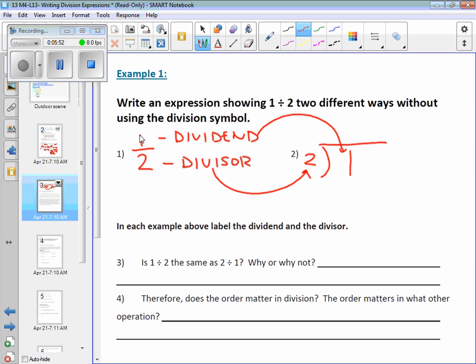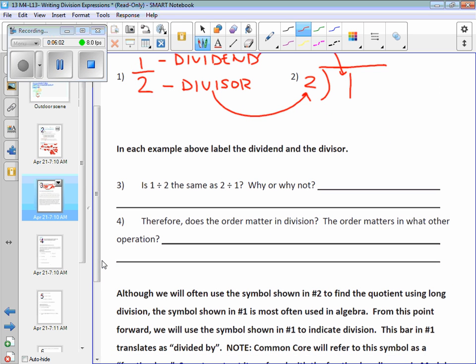Okay? That being said, everybody now do example 2 on your own, and then I'll call somebody up. Do example 2 after you've labeled everything. Oh, wait, time out. Let's do this. Is 1 divided by 2 the same as 2 divided by 1? Let me say yes. Let me say no. Okay, so the order does matter, right?